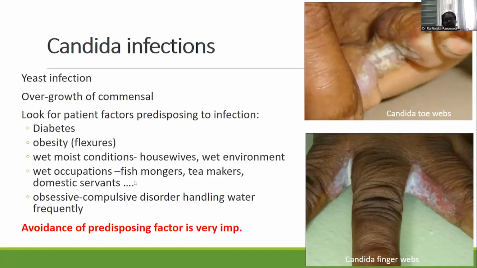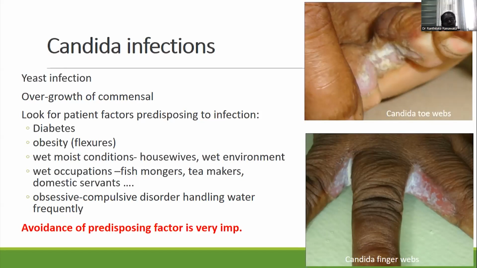Or even sometimes people come and say they have an elderly mother or father who is bedridden, so they have to look after them and wash every time. So these are wet, moist conditions predisposing to this overgrowth of Candida infection.